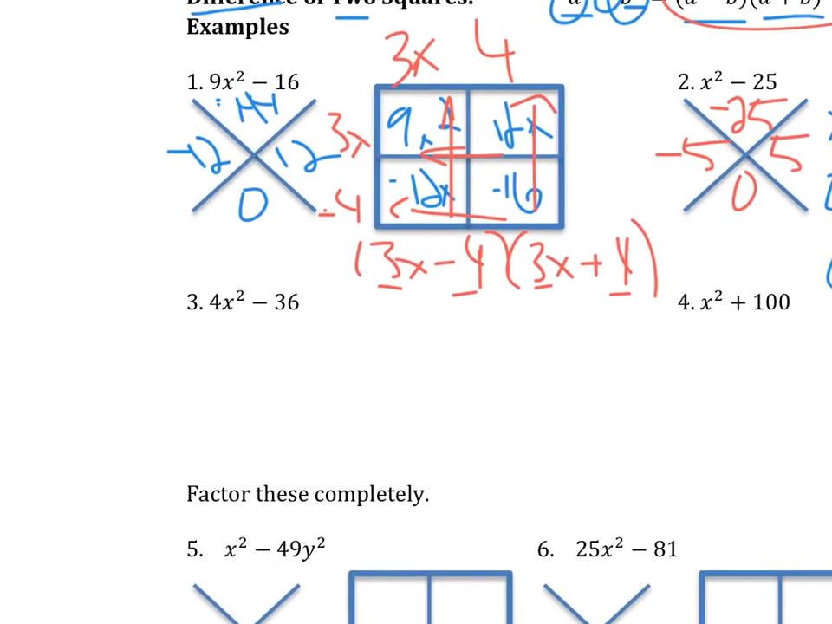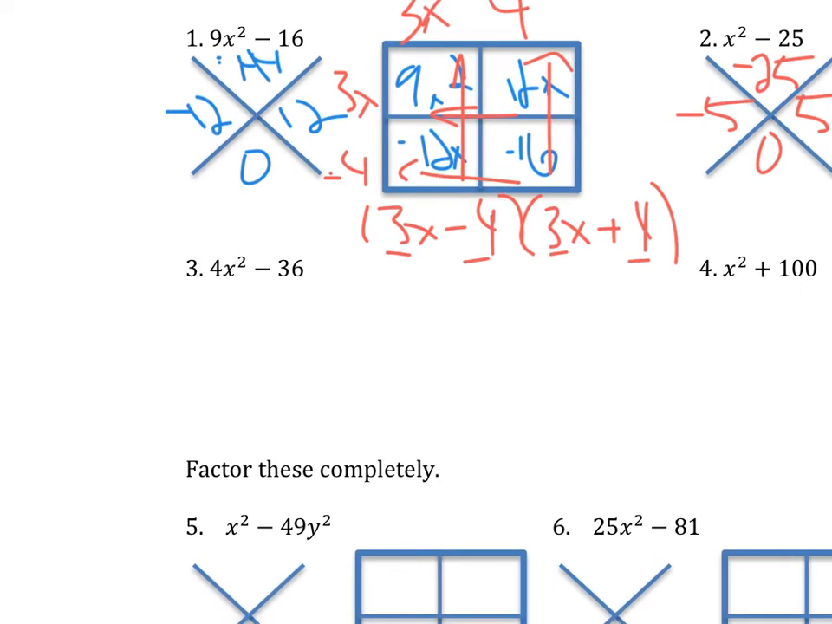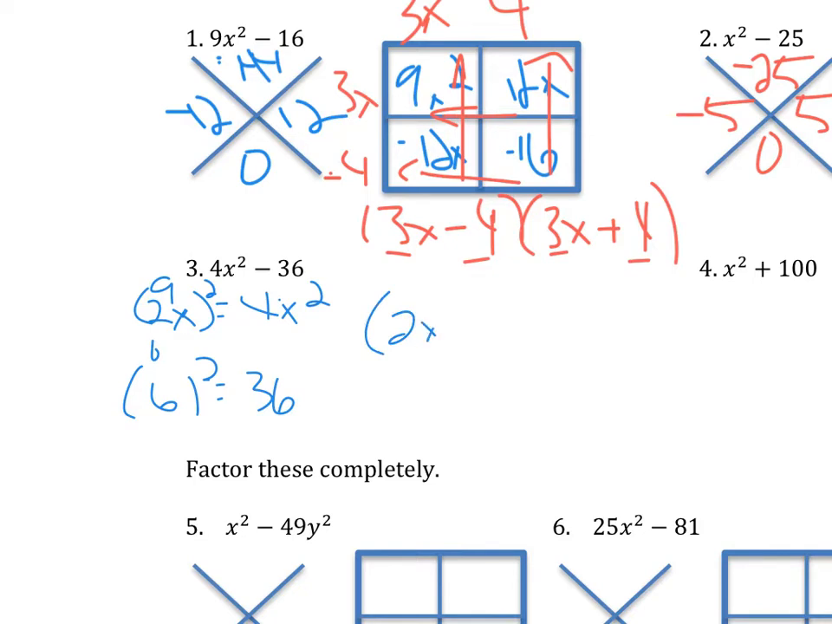Now, we can start seeing some patterns here. As you look at number 3 here, really when we ask the question, what squares to give us 4x squared? Well, we know that's 2x. So that's our a. And then the next question is, what squares to give us 36? Well, that's 6, and that becomes our b. So then we have 2x minus 6, and then 2x plus 6.